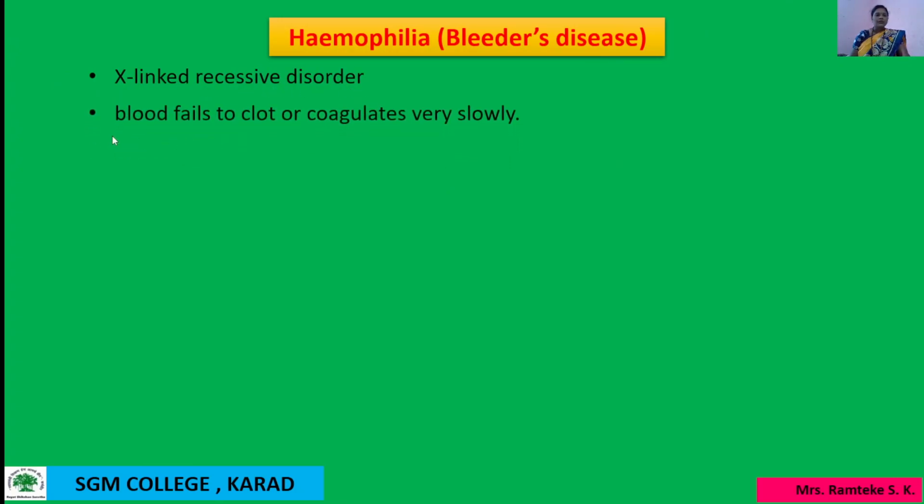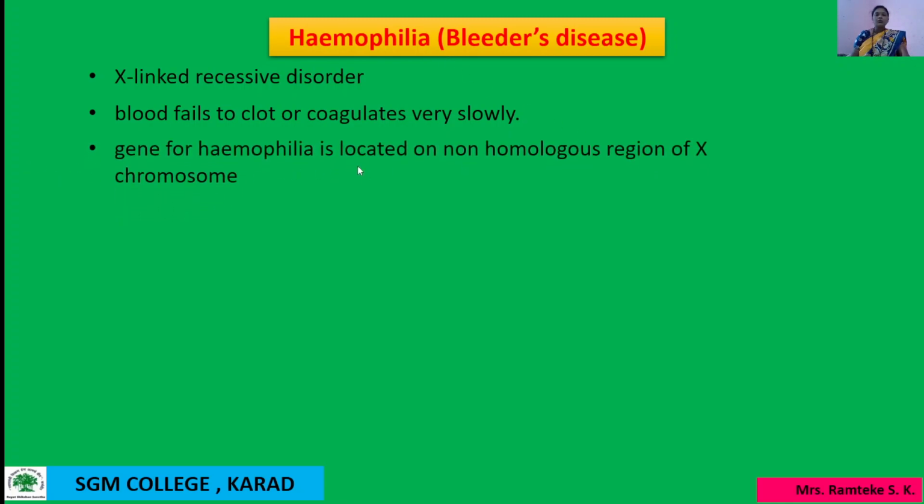So the next point is hemophilia. It is also known as the bleeder disease. In this disease, an X-linked recessive disorder, blood fails to clot or coagulates very slowly. At that time we find the disease, that is hemophilia. The gene for hemophilia is located on the non-homologous region of the X chromosome.